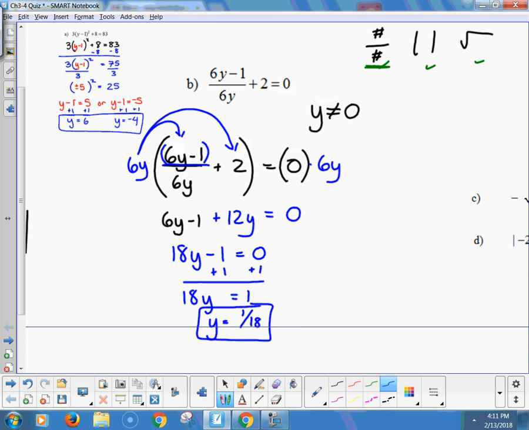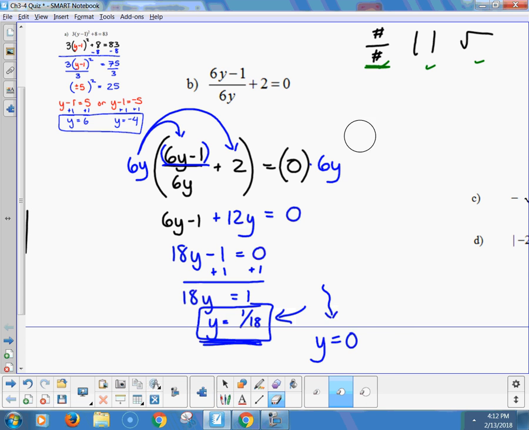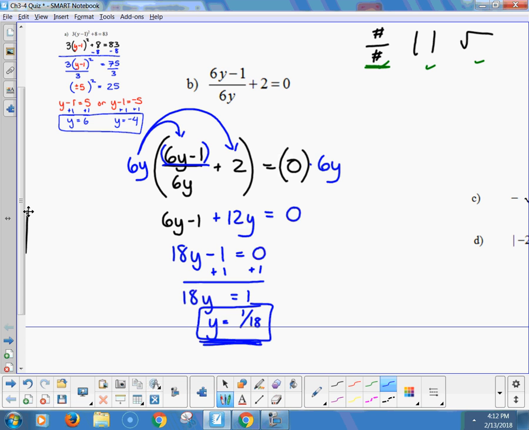Some people solved it differently. Oh, by the way, I guess we don't need to say that y is not 0, because y equals 1/18 is the solution to this problem, and this solution is not 0. So we've solved the problem, y equals 1/18. Now, if we did all this work and we got the answer y equals 0, well, that's a problem, because we know up here y cannot be 0. So then we'd have no solution. So that was a little bit mean. So really all you need to do is put y equals 1/18.